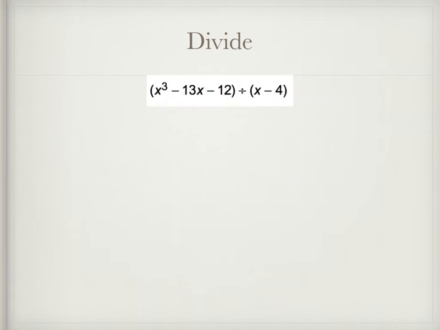All right, next one. So the big one goes on the inside. We have an x cubed, an x, and a number. Are we missing any terms here? Yeah. We start with x cubed, we're missing that x squared. So just like before, we have to put in here a 0x squared. If we're missing any terms, you got to put that 0 there.